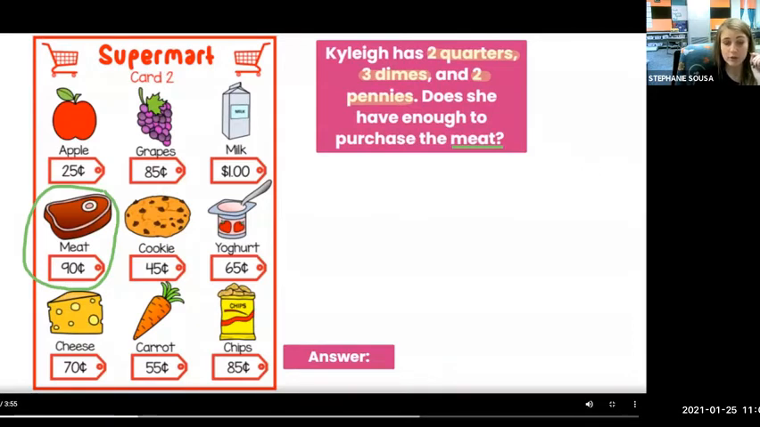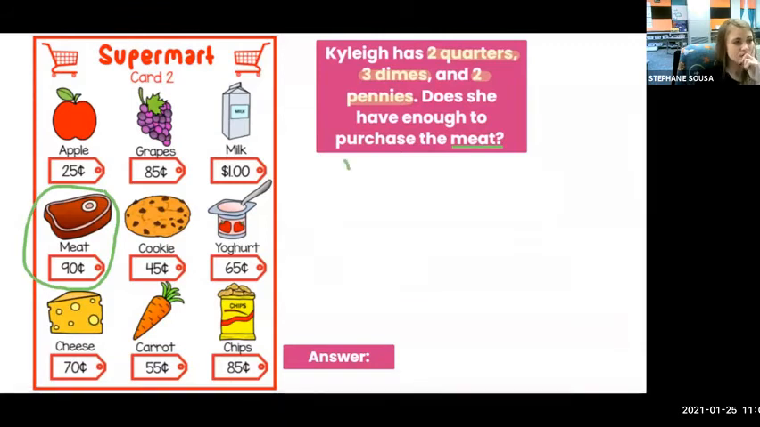This is why earlier when you guys were saying it's the 10-cent coin, the 10-cent coin, that's not helpful. We've got to know the names so that we can remember their value. First 2 quarters. So here's my quarters. I'm going to label them 25 cents each. Next, 3 dimes. 1, 2, 3. All dimes have a value of 10.